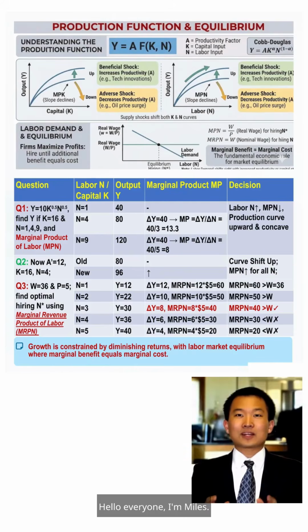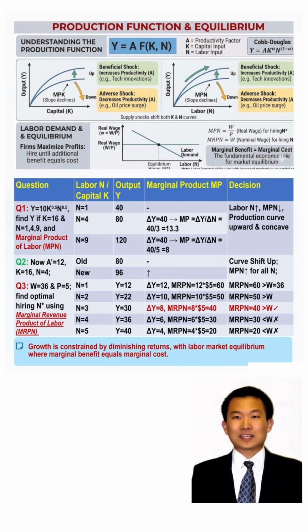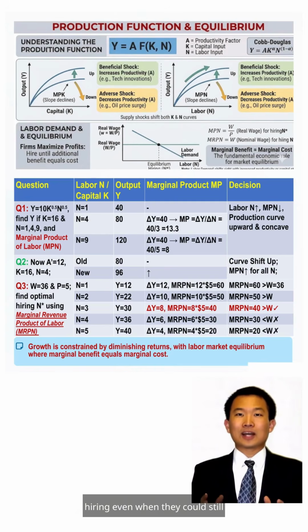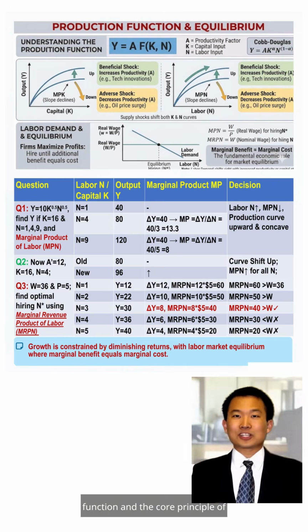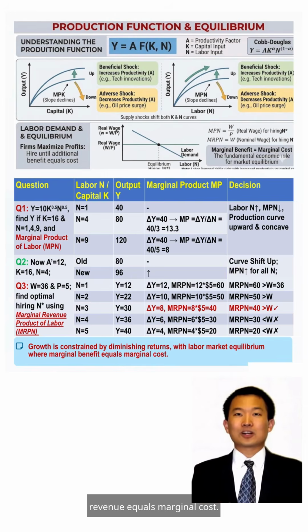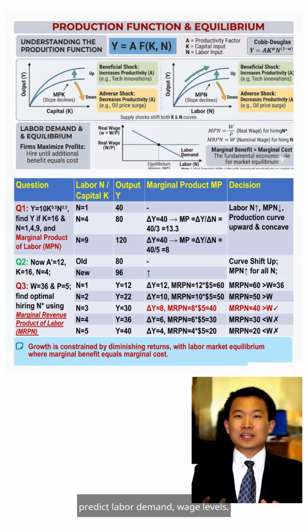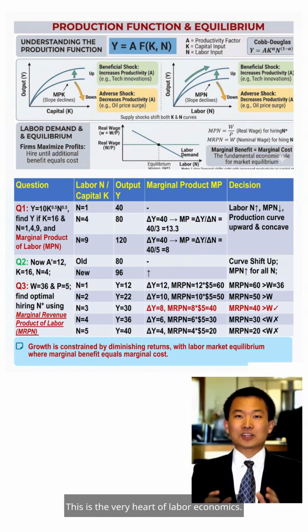Hello everyone, I'm Miles. What exactly determines how much an economy can produce? And why do firms choose to stop hiring, even when they could still produce more? The answer lies in the production function and the core principle of economic equilibrium: marginal revenue equals marginal cost. Once you truly understand the production function, you can predict labor demand, wage levels, and hiring decisions. This is the very heart of labor economics.